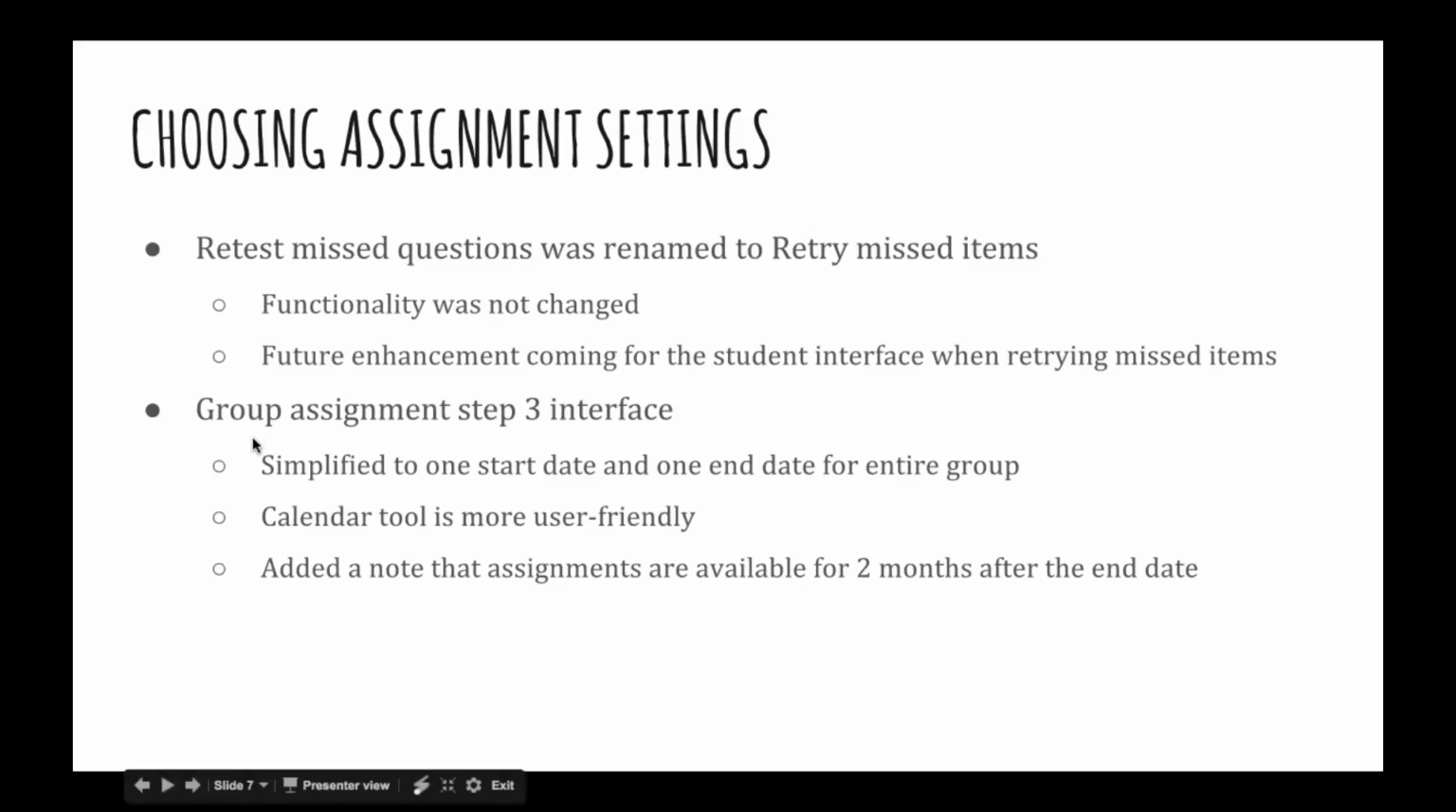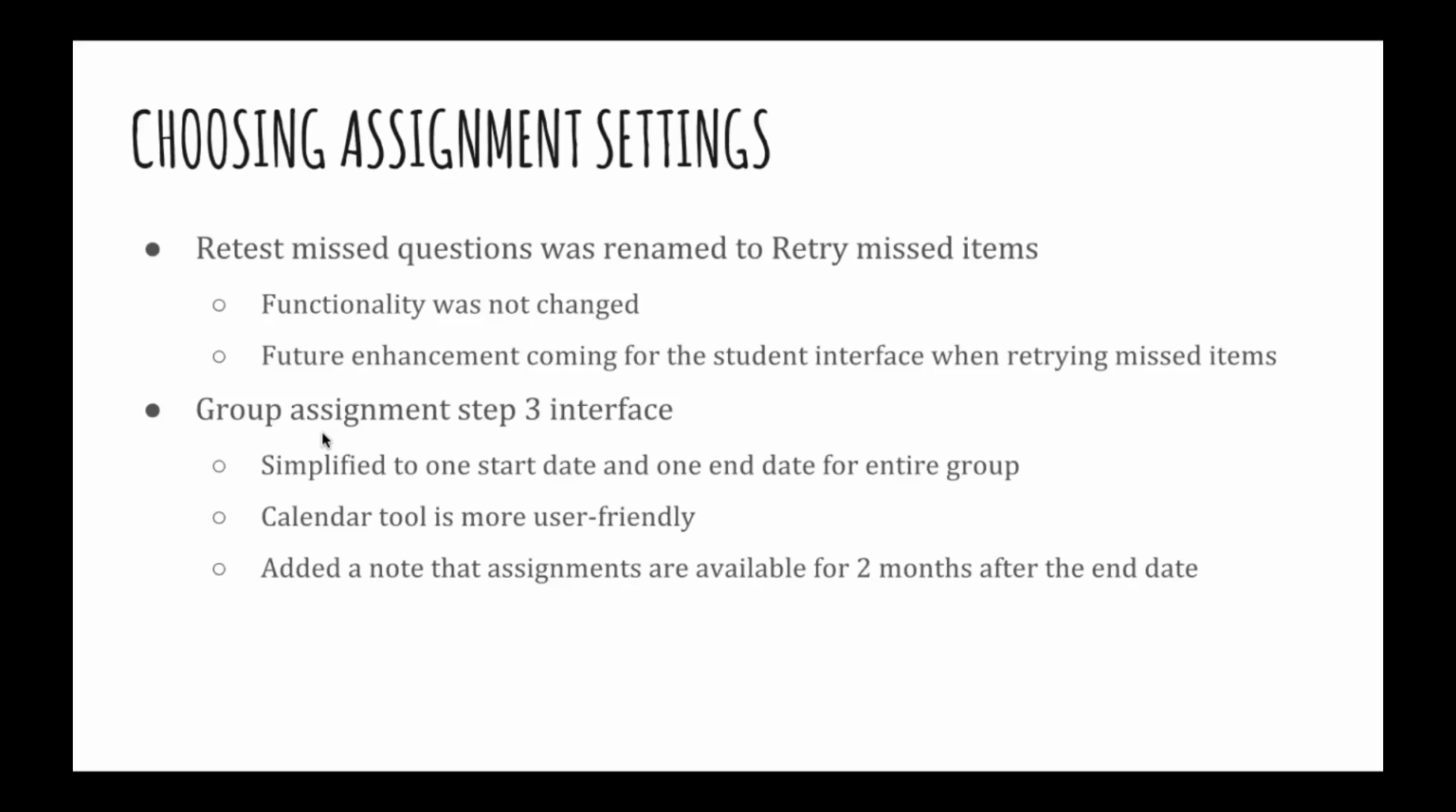Something else that we just changed last week is if you're building a group assignment in the last step, you'll notice a few things. First, we simplified it to where a group assignment can only have one start date and one end date for the entire group. So previously, every single assignment within a group could have a different start or end date, but we found that less than 1% of all group assignments were chosen to have different dates. So we decided to simplify the interface to just offer the one start and one end date. And again, we'll save time.